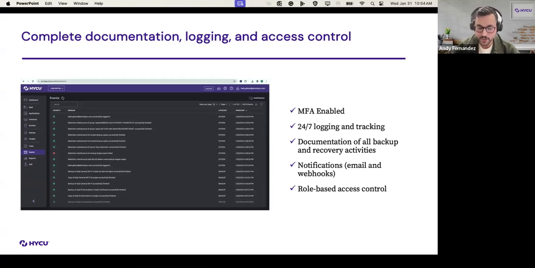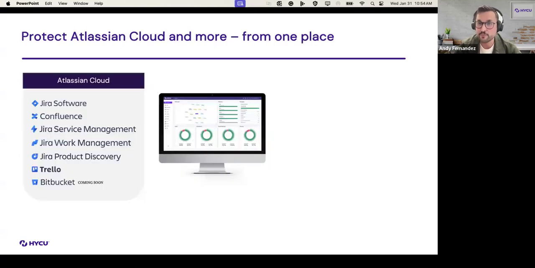The point is, you have an enterprise level backup and recovery service that is fully automated, but is built for Atlassian Cloud, so that you can prove recovery, prove backups, and meet business continuity requirements. Now, with that being said, it's not just Atlassian Cloud that you're using within your organization. And with HYCU, we already protect Jira, we protect Confluence, JSM, work management, product discovery, Trello, and very soon we're also releasing coverage for Bitbucket.